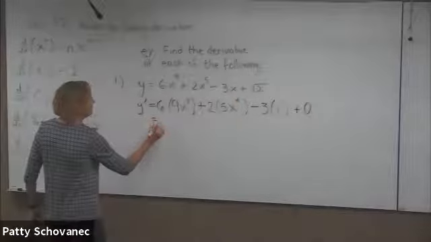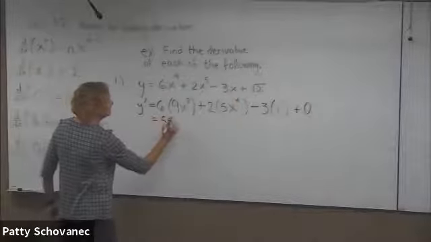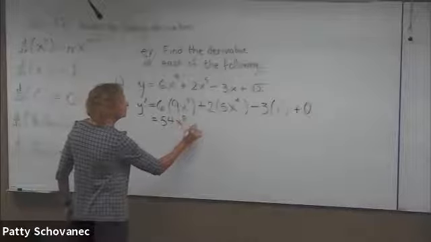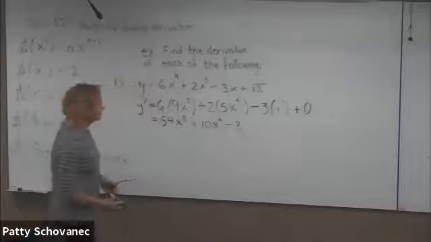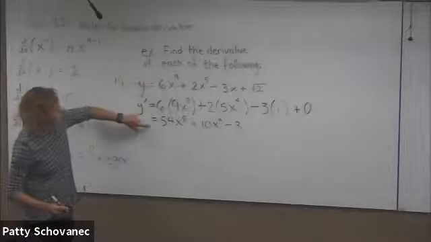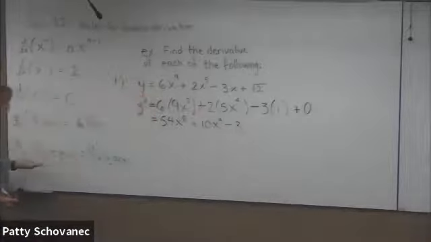Now let's put everything together. 6 times 9. Is that what you wanted me to do? 2 times 5 is 10. And then 3 times 1. So if you want to go from here to here, you can. I just did this step to emphasize that I'm using this rule for this.